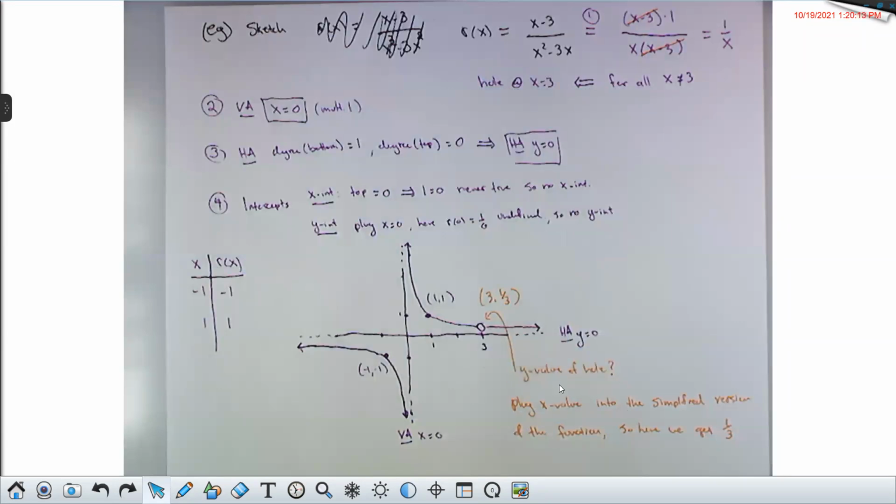So in order to find the y value of the hole, you plug the x value of the hole into the simplified version of the function. This is something you're going to be doing in Calc 1 when you start to talk about limits. You'll factor and cancel some problematic piece and then plug into the simplified version. Okay, any questions about how I got this graph?